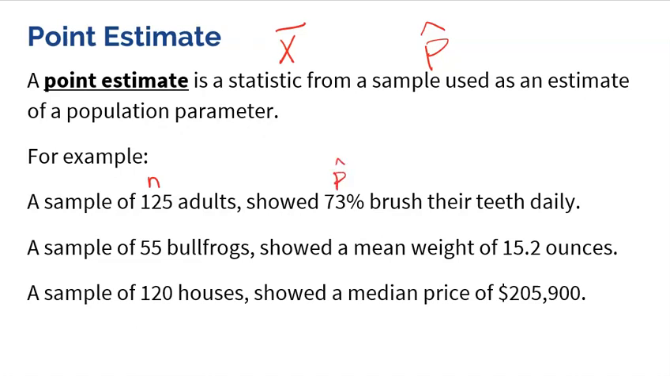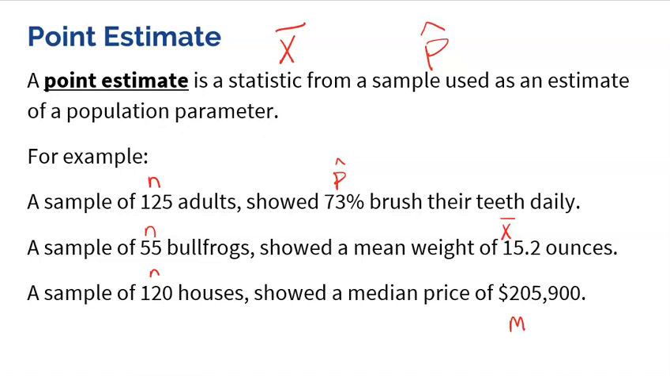So this being a p-hat, a proportion from a sample, that's going to be my point estimate. I'm hoping that that one single value from one single sample is close to the truth. Here's another example. 55 bullfrogs have a mean weight of 15.2 ounces. That is an X bar. And again, that is an estimate from my one sample, and I'm really hoping that it points me to the truth, right? Point estimate. Here's another sample, 120 houses, and the median price of those 120 houses is $205,900.